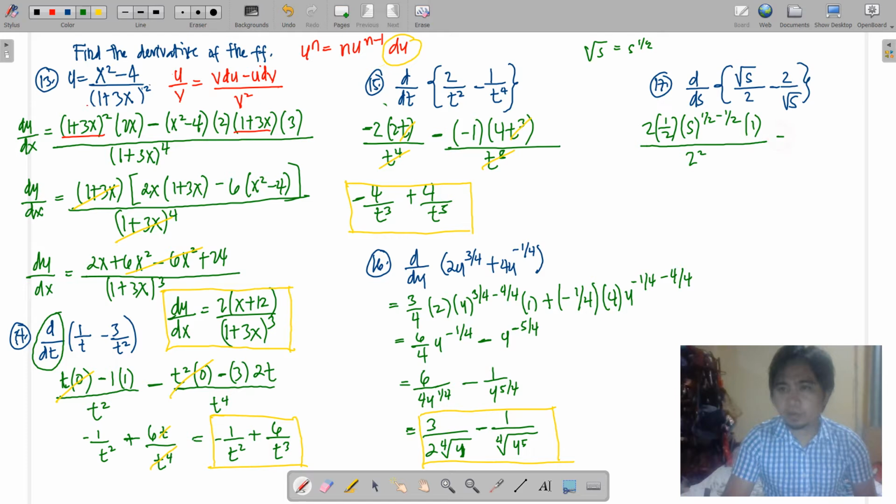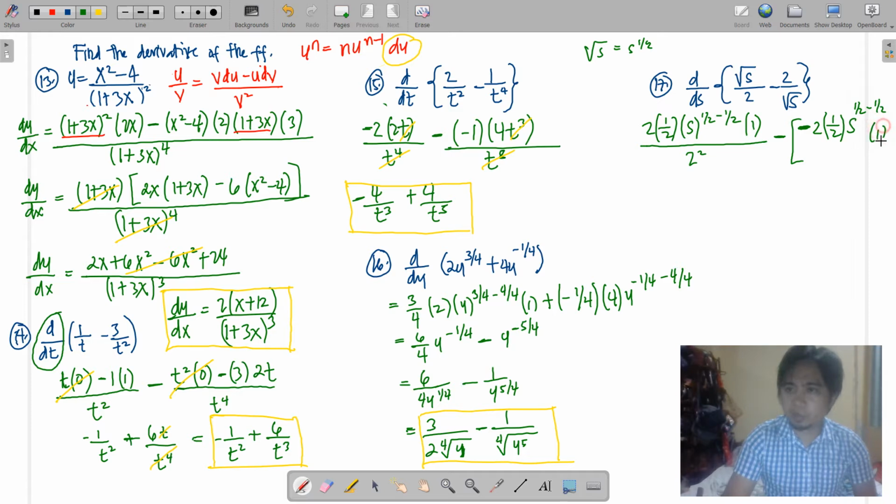We have minus, na dati yan. No? So, i-close natin sa bracket. V du. So, wala na yung first term, kasi v is square root of s, differential of 2, which is constant, 0. And then u dv minus u dv. U dv. Ito. U is 2. Differential of dv, or the denominator, is 1/2 s raised to 1/2 minus 1/2.